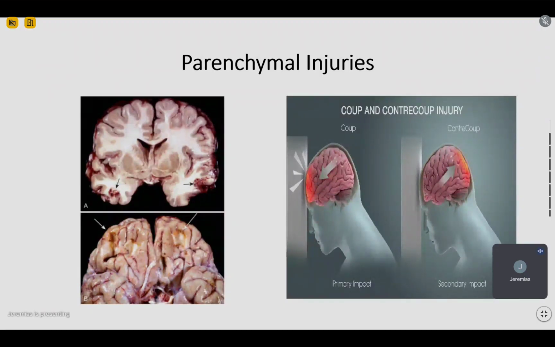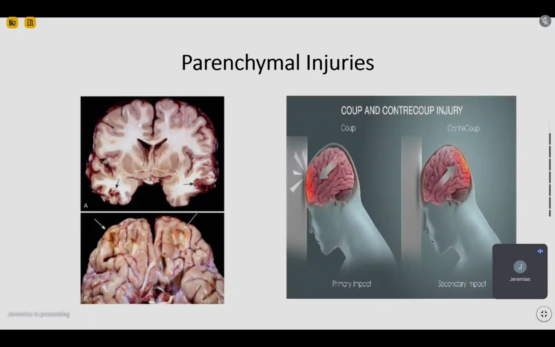So other parenchymal injuries, we have contusions and lacerations. For contusions, it's analogous to the bruise caused by blunt trauma to the skin, right? We get a bruise if we have blunt trauma. So it's the same in the CNS, there is a contusion in a part of the brain. For laceration, it is caused by penetration of an object and tearing of tissue.